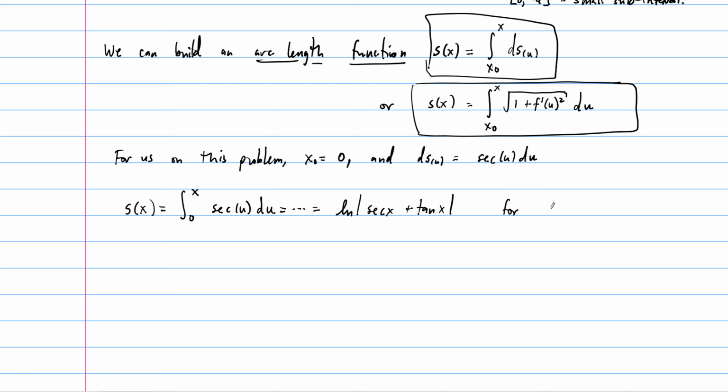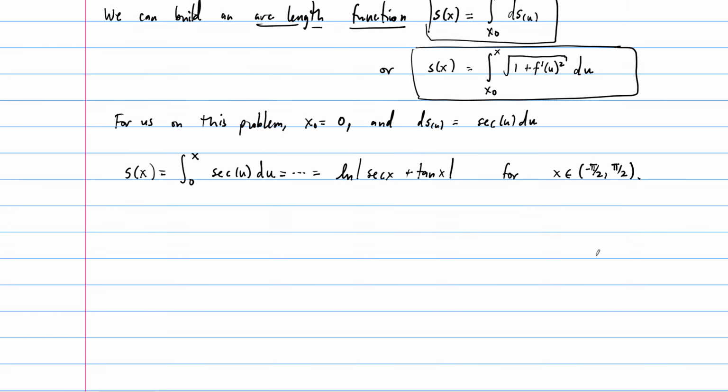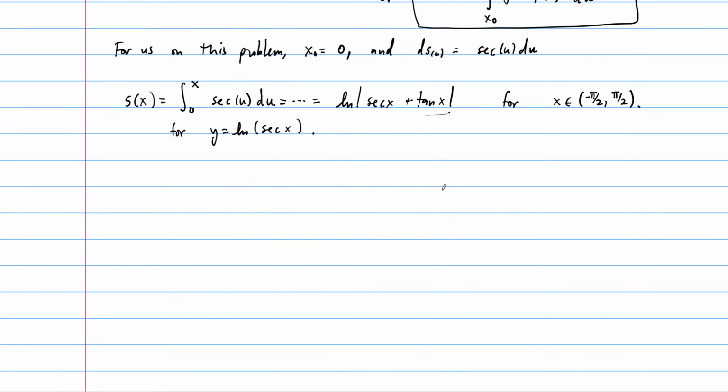And this is only defined for x in this interval from negative pi over 2 to pi over 2. All right? So there you go. There's the arc length function for that curve, y equals the natural log of secant of x. All right, there's the arc length function right there. So pretty cool, I think. I like that a lot.